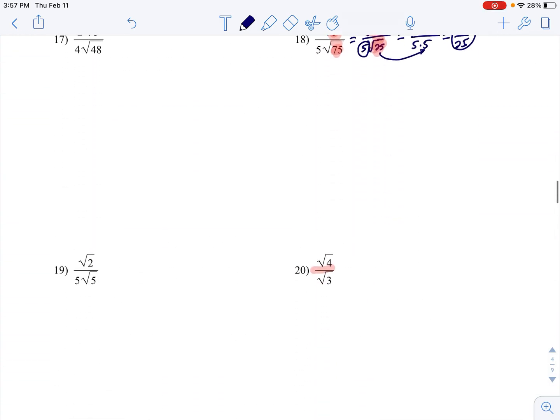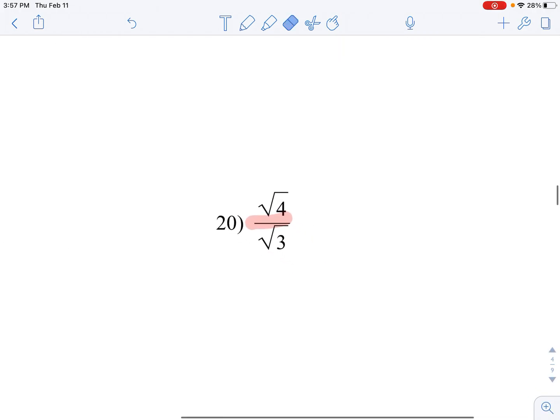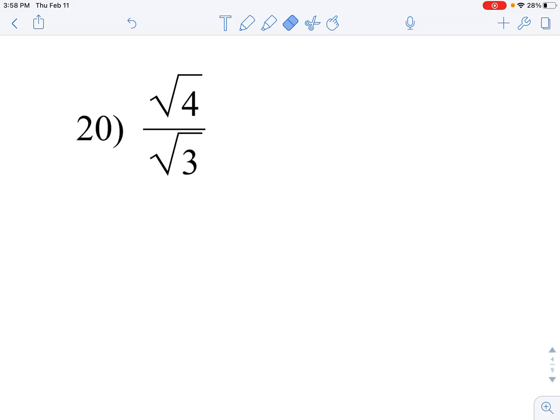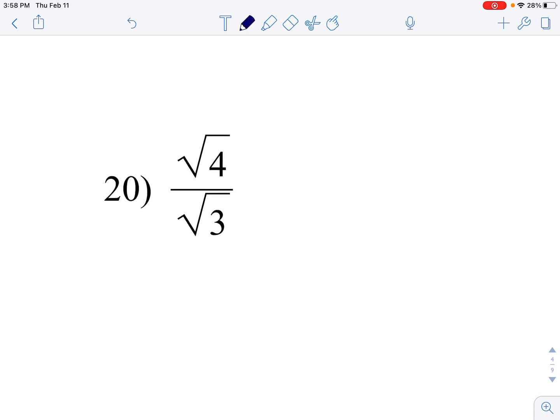How about number 20? Can you reduce a 4 with a 3? No, there's nothing there that'll reduce. We're kind of stuck on that. So what we have to do here is the process called rationalizing the denominator. And this was taught in another lesson a while back. So this is technically a review.